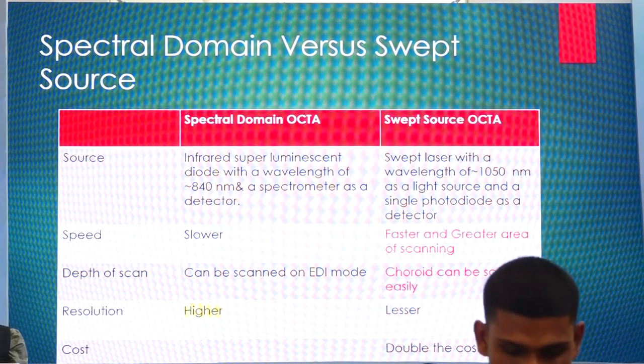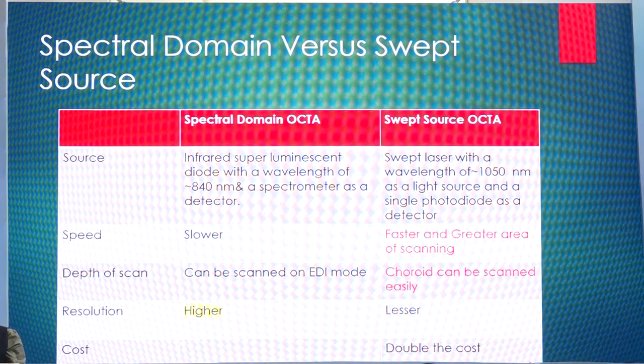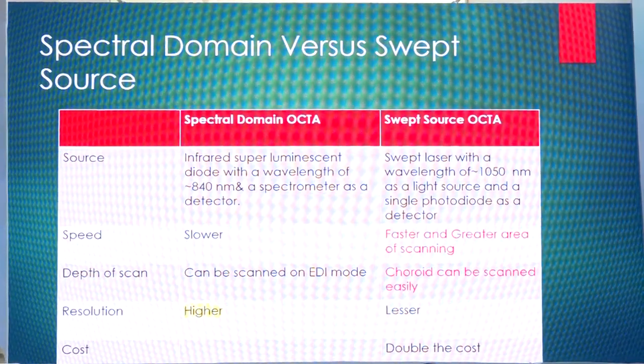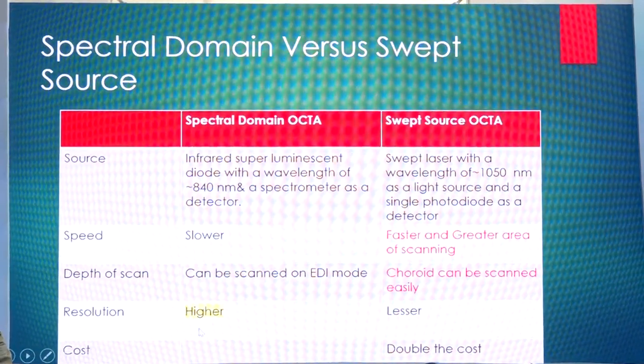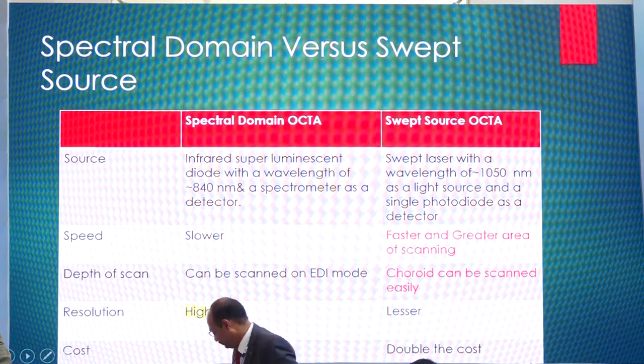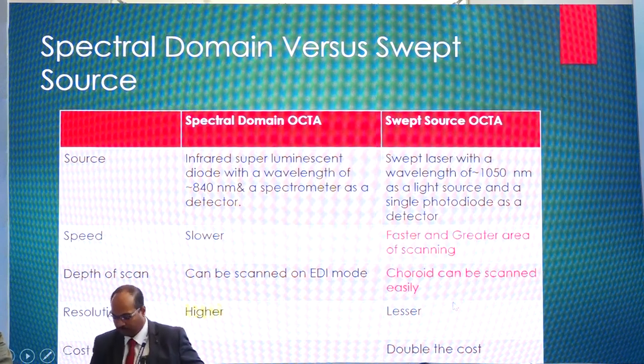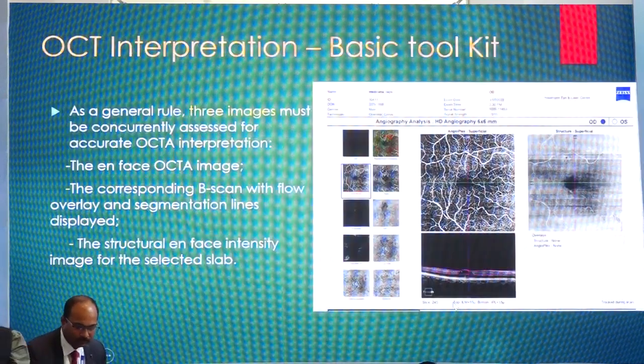It can be a spectral domain OCT, or it can be a swept source OCT. Spectral domain uses 840 nanometers and swept source uses 1050 nanometers. So the longer the wavelength, the greater the penetration, and you can image the choroid better in swept source OCT. It's faster and has a greater area of scanning. But the disadvantage is resolution is less as compared to a spectral domain OCT, and the cost is double as compared to the spectral domain OCT.